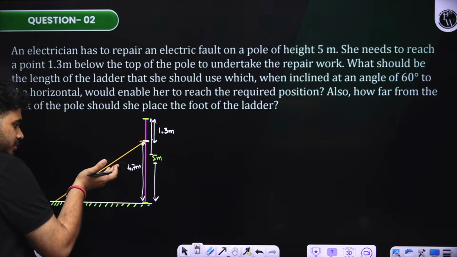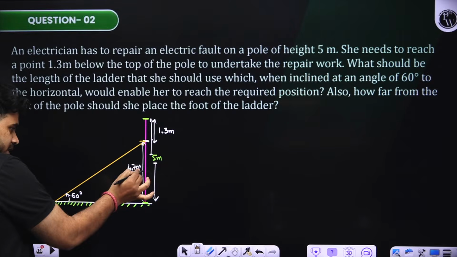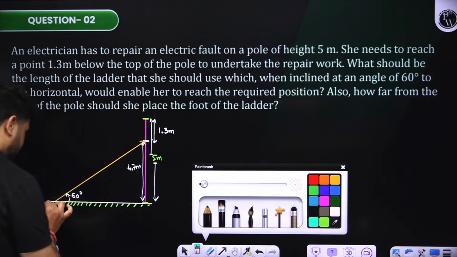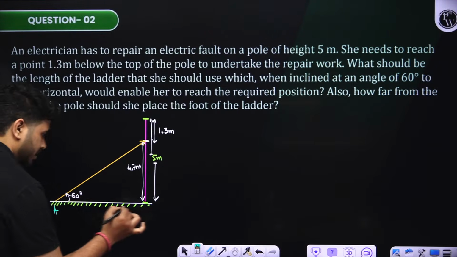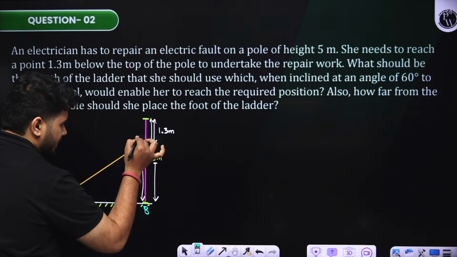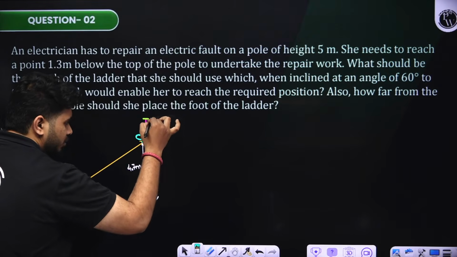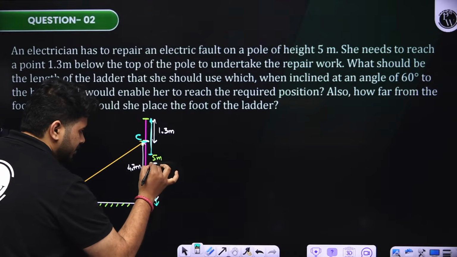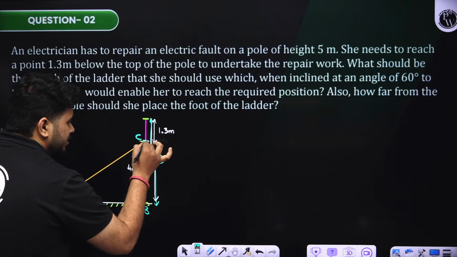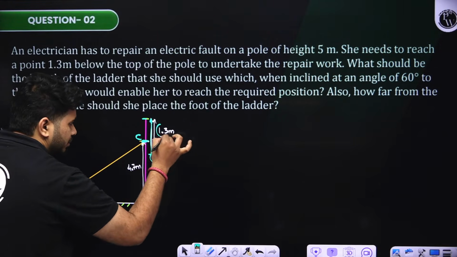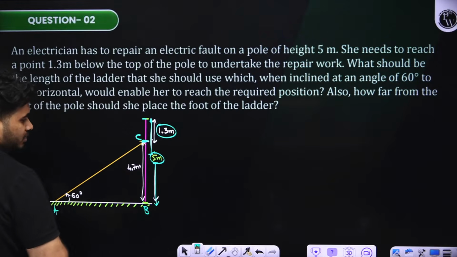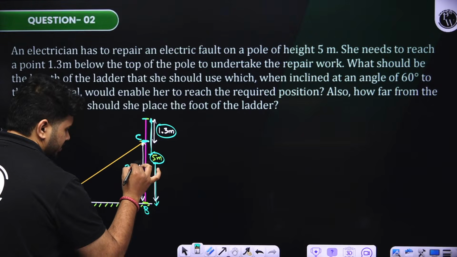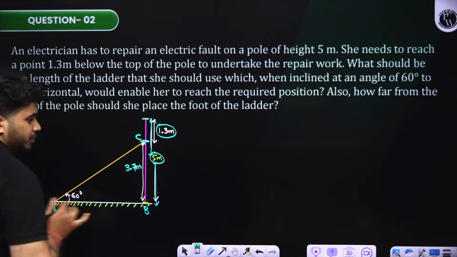Either you can use sin theta, because we know the opposite side length. That will be easy. Correct? Here we can take this as A, B, C. Total height from here till the base is 5 meter, and the fault is 1.3 meter from the top. It is 3.7, not 4.7. It is 3.7 meters because we need to subtract 1.3.